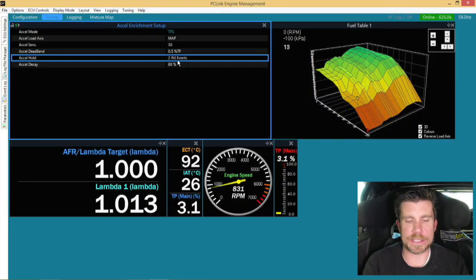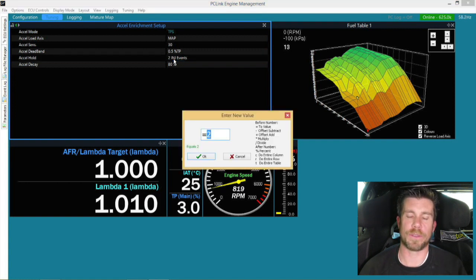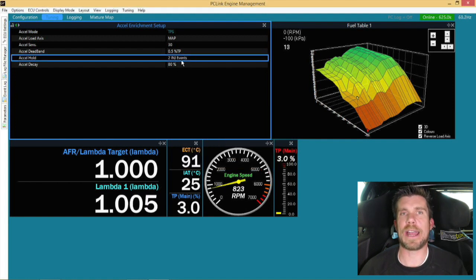Okay, so the next adjustment we have here is our accel hold. When acceleration enrichment has been requested, it will hold that acceleration enrichment, it will add that for, in this case, 2 injection events, and you can double click on that and enter however many you want. The higher the number you enter here, the longer the acceleration enrichment will be active for. Again, I find that the default values in the Link and VIPEC ECUs generally work quite well, and I generally don't see the need to change that.